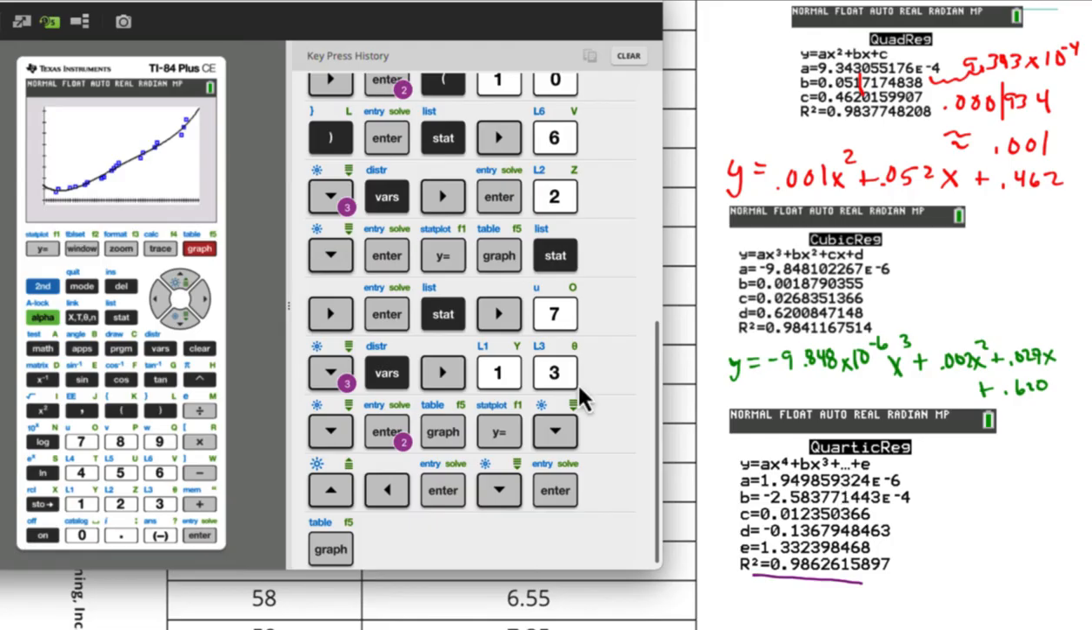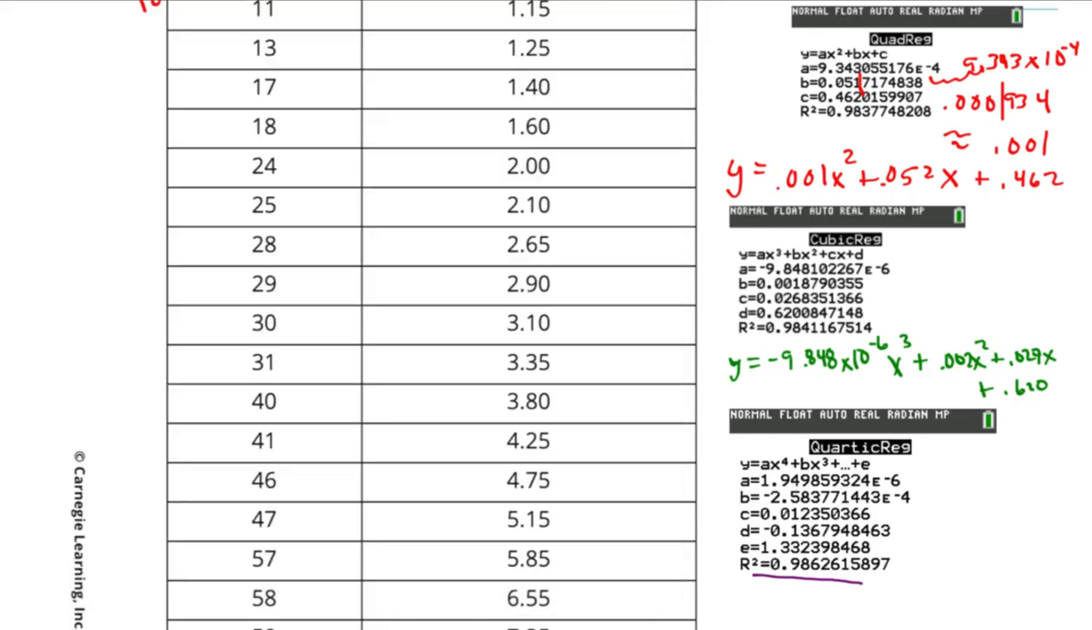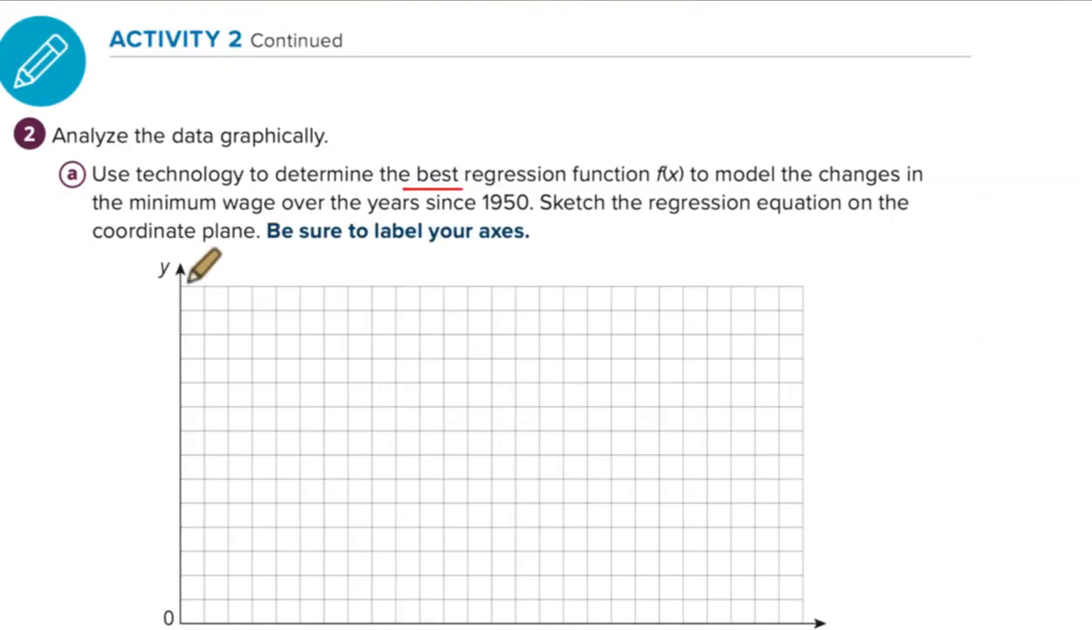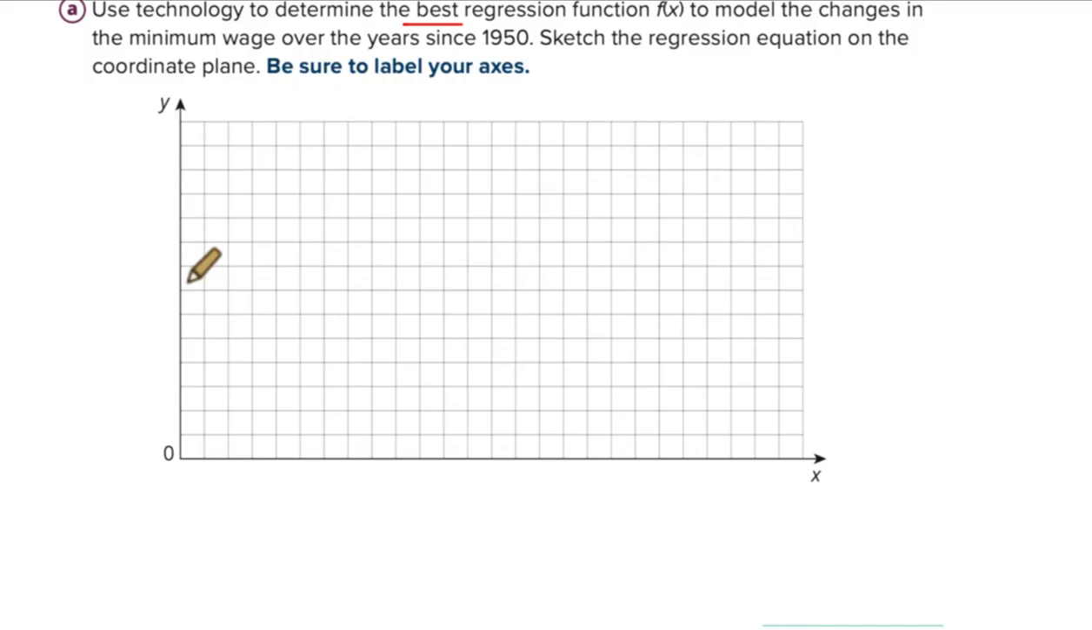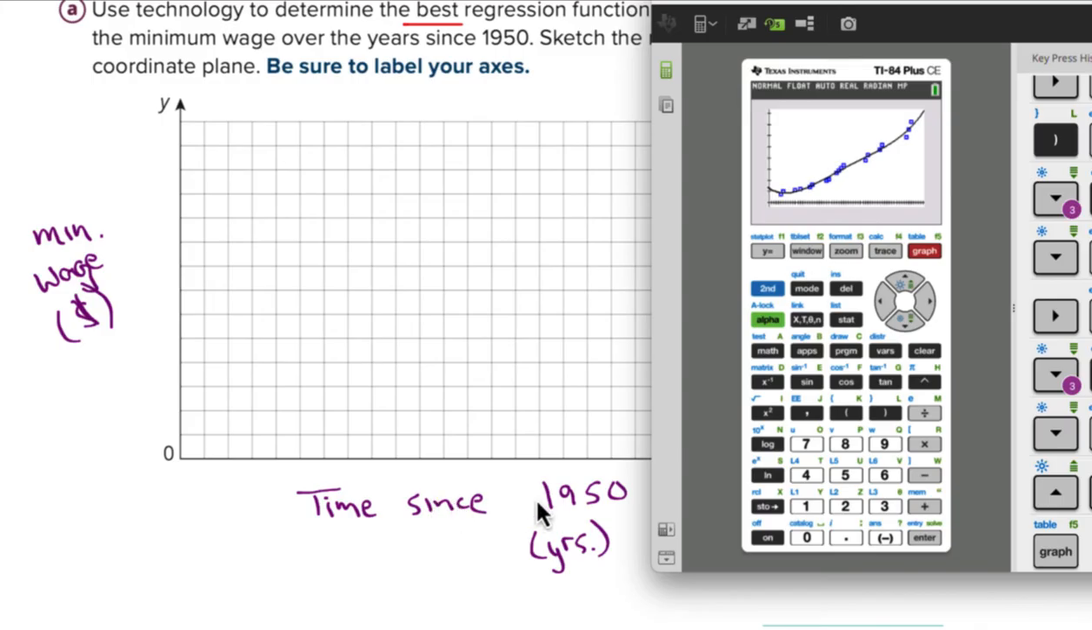So now we're going to go back to number 2, which wants us to create a graph here. So we have to make sure that we label things correctly. What is our x? Okay, x was years since 1950, right? So we're going to put time on the bottom. So the x-axis, time since 1950. Make sure we put our units. It's in years. And then on our y-axis, minimum wage, and I put a $ sign. That's my unit there.